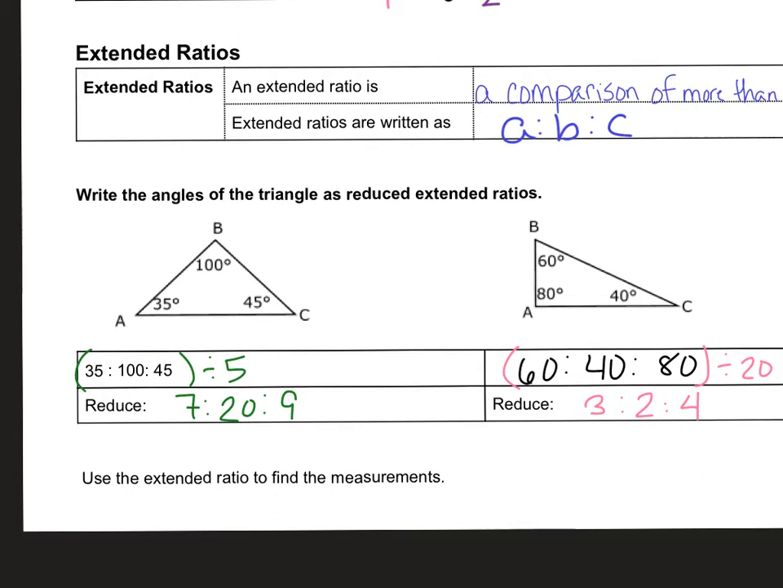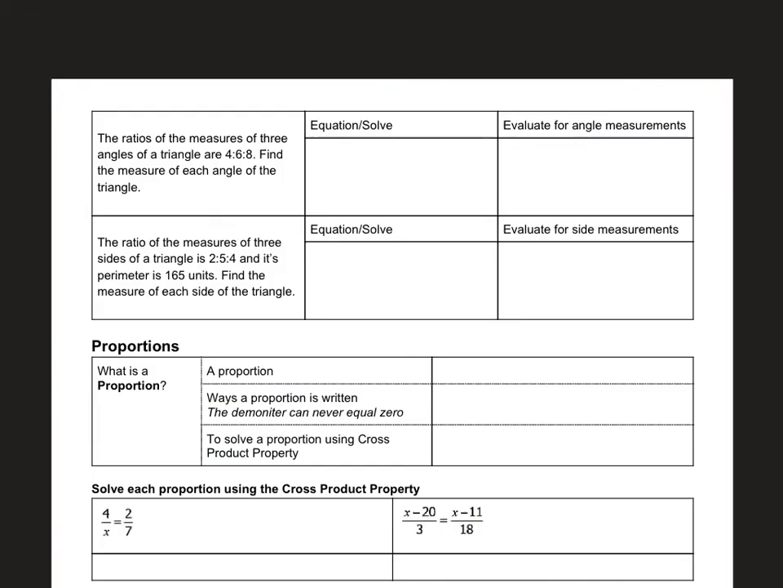Okay, let's go and take a look at the next page here. We're going to find the measurements. It says here the ratios of the measures of 3 angles of a triangle are 4, 6, 8. And I know you're thinking, Miss, those are not reduced. And you're correct, they are not. But that's okay. Let's go ahead and work and just see how to evaluate here. It says find the measure of each angle of the triangle.